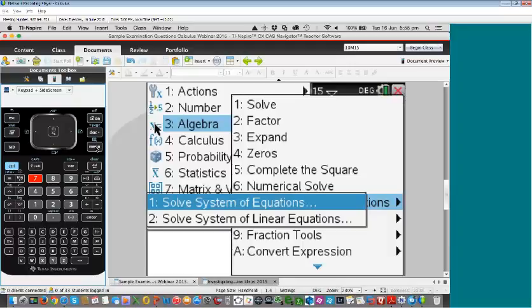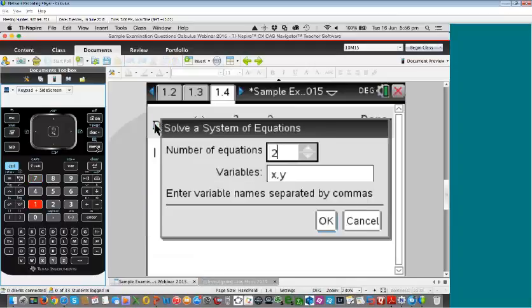Now because this is obviously not going to just be linear equations, we're going to have other things that we're going to be working with here, so I'm going to type number 1 for solve system of equations. The number of equations will be 2. If I tap down, now I'm not looking for x and y, I'm actually looking for p and q. So remembering to put a comma between the 2, and again, good little exercise for the students to realise that they can change things so that it doesn't have to be just x and y.